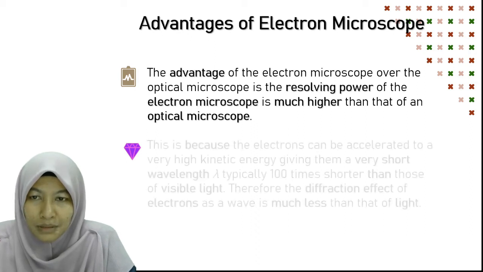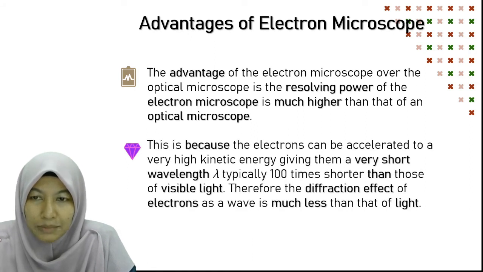Okay, ini adalah disebabkan oleh apa? This is because the electrons can be accelerated to a very high kinetic energy, giving them a very short wavelength. Okay, kat sini disebabkan oleh, kita lihat lambda dengan V, dia berkadar songsang. Kalau V tinggi, maka lambda dia rendah. Okay, so typically 100 times shorter than that of visible light.